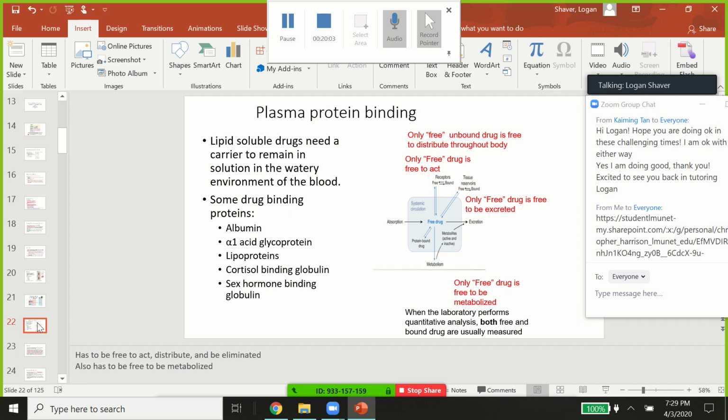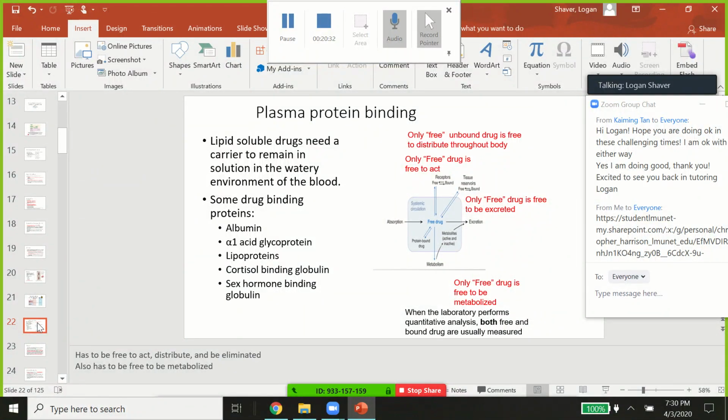Anyway, so plasma protein binding. This is a different concept altogether. Basically, all this is saying is the definitions between a free drug and a not free drug. So only a free unbound drug is free to distribute throughout the body. So that's the only way it can be calculated in with volume of distribution, if it's a free drug. Only free drug is free to act. Makes sense because it's not bound to something else, so it's able to actually do its action.